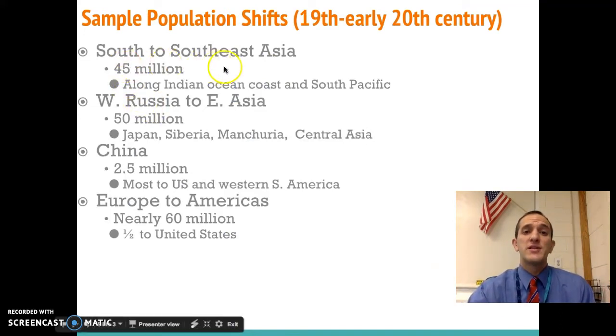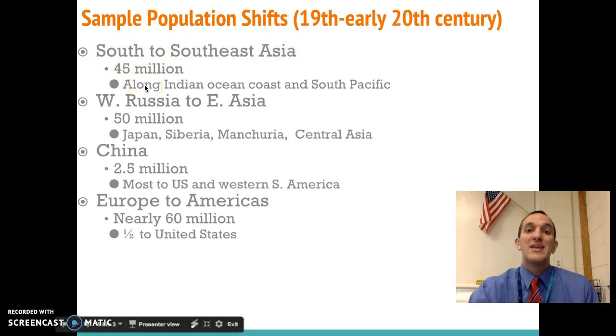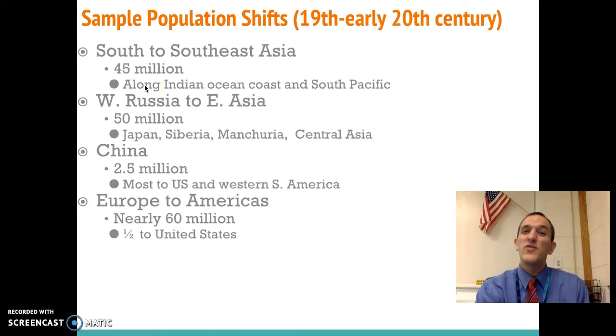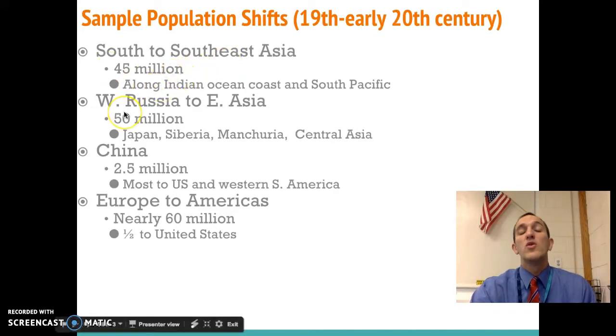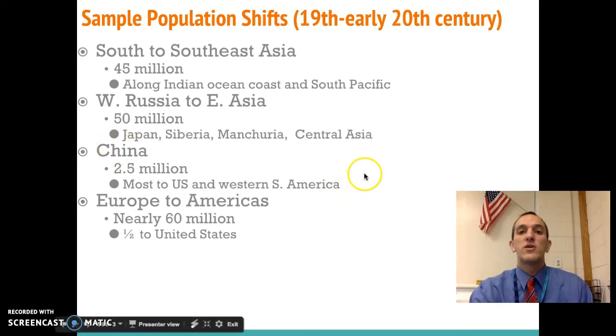From South to Southeast Asia, the people in this region, we're going to see about 45 million people leave in the late 19th and early 20th century. So really this is going to happen between pretty much 1840-ish all the way through the early 20th century, really till the 1920s. So this kind of carries into this next time period. Western Russia and all the way across to East Asia, we're going to see about 50 million people moving around. From China, about 2.5 million people are going to leave. Mainly they're going to come to the United States, as well as parts of South America.